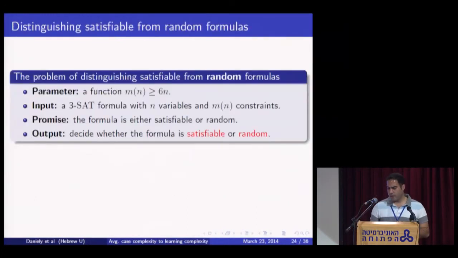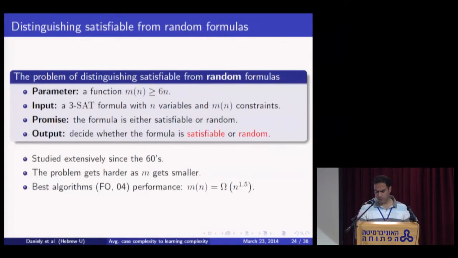So the problem Feige looked at, and many other people looked at, is the following. It is the problem of distinguishing satisfiable from random three-SAT formulas. It has a parameter, a function m of n. The input to this problem is a three-SAT formula with n variables and m n constraints. And again, we have a promise: either the formula is satisfiable or it is random. And we need to decide which.